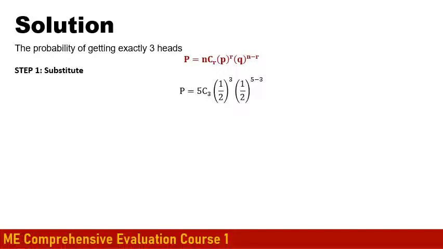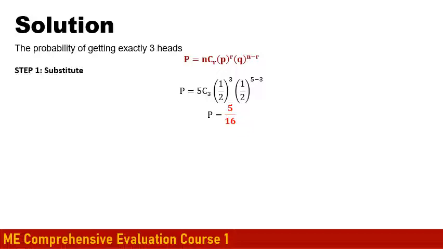The probability of getting a successful outcome is 1/2 because there are only two outcomes and there is one head per those two outcomes. That's why you have 1/2 to the power of r, which is 3, times the probability of an unsuccessful or failing outcome, which is also 1/2. If you notice, the sum of p and q would always be 1.0 because they are complementary to each other. So we also raise q to the power of n minus r. Thus, the probability of getting exactly 3 heads out of the 5 trials is 5 over 16.